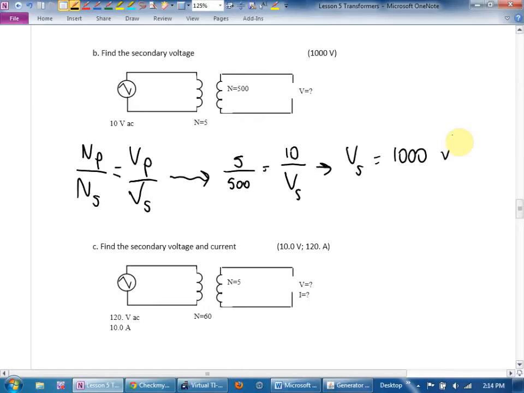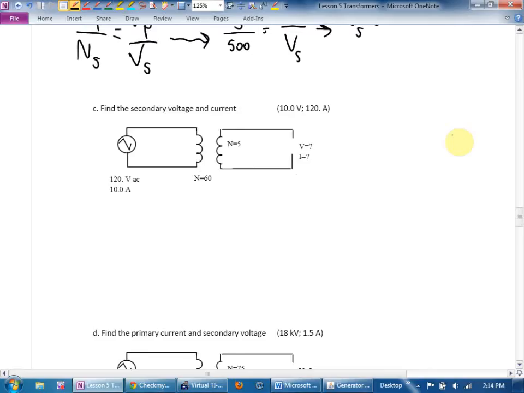C. Find the secondary voltage and the current. Yep. Matt, louder? What's on the next page?